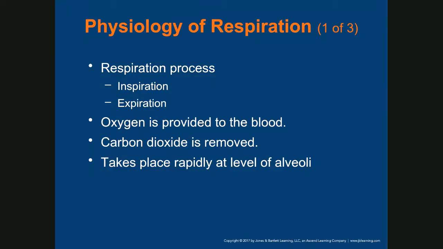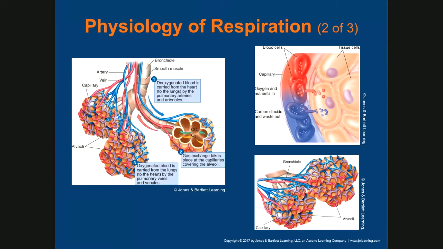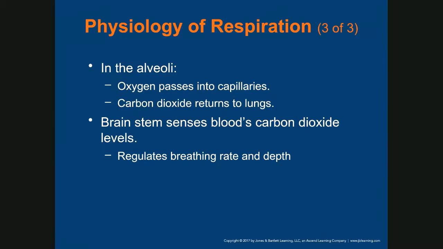Now, respiration, and really what we're looking at here is the process of ventilation. So ventilation involves inspiration and expiration. One phase is active, the other phase is passive. Oxygen is provided to the blood, carbon dioxide is removed, and this takes place rapidly at the level of the alveoli. All of this is review, things that you should know already. In the alveoli, oxygen passes into the capillaries. Carbon dioxide returns to the lungs, and we exhale that.